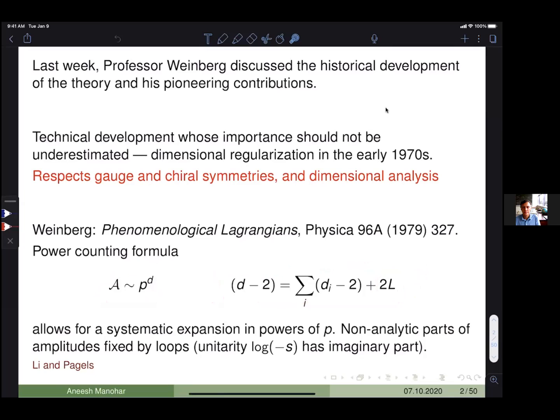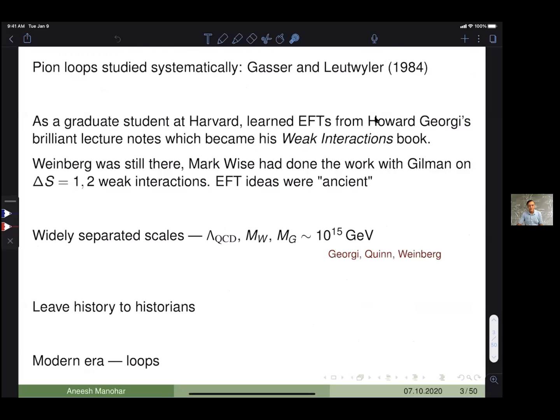And really the modern era, I think, started with this paper in Physica, which showed how to calculate loops in chiral perturbation theory, how to renormalize the loops, and that the non-analytic parts were fixed by unitarity, which is related to some earlier work by Lee and Pagels. Based on that, there was the famous series of papers by Gasser and Leutwyler doing chiral perturbation theory at one loop in a very systematic way.